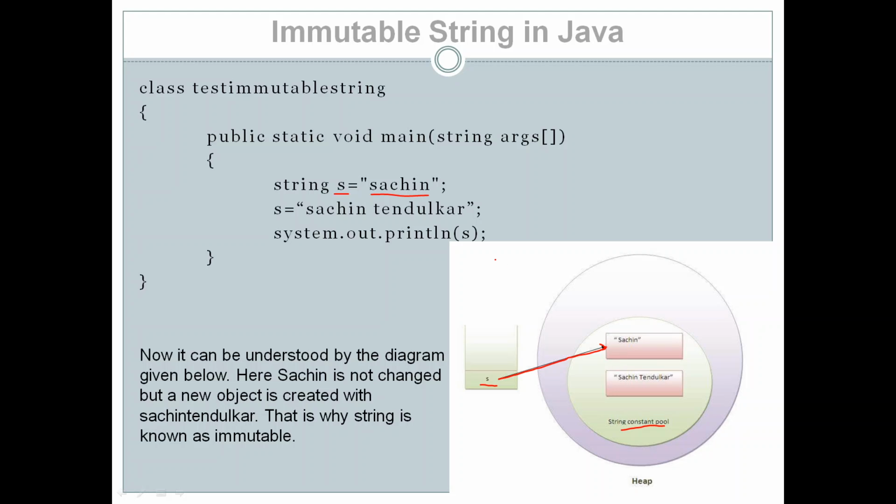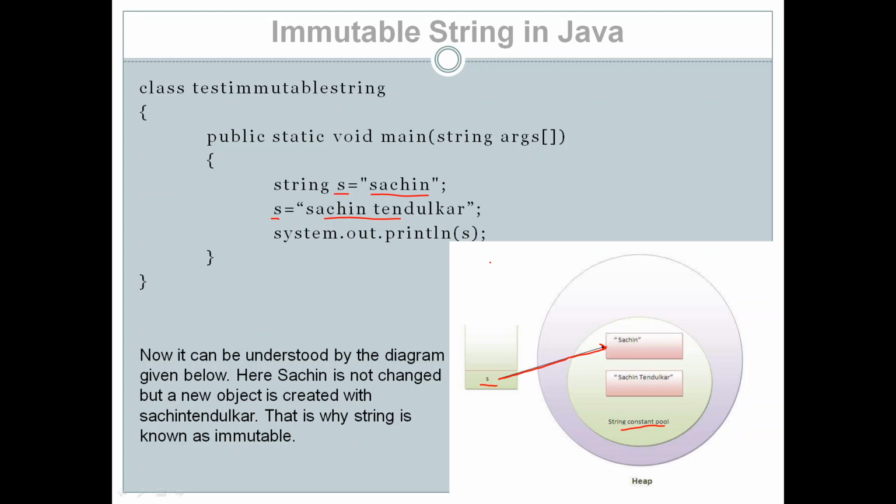Now suppose I want to change the content of this particular string object. How can I change it? You can see here I have reassigned the value to s. I have said s is equal to Sachin Tendulkar. Initially it was Sachin, now I am making it Sachin Tendulkar. I told you that once we declare strings, the content cannot be changed, but I am changing the content here. But what happens in the backend when I change the content?